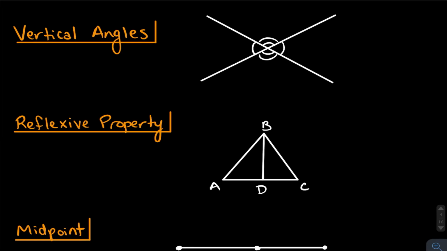Now note that you can't have something like this, where the lines are going in all different directions. You can't have something like this and say that this angle is congruent to this angle. They need to be two straight lines passing through each other. And then you'll know that this angle is congruent to this angle, and this angle is congruent to this angle. So that is what vertical angles are.